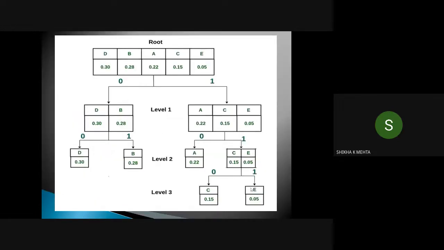Here you can see the same example. What is being done? The total is taken, the data is sorted in decreasing order of probabilities, and on the basis of that, the split is done. Here the appropriate split has been found, so D and B are taken as one child, and A and C are taken as another child. The left child is assigned the value 0 and the right child is assigned 1.